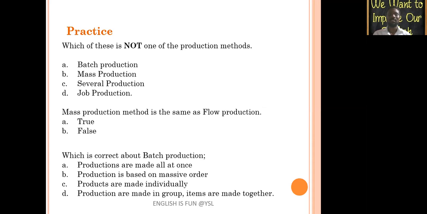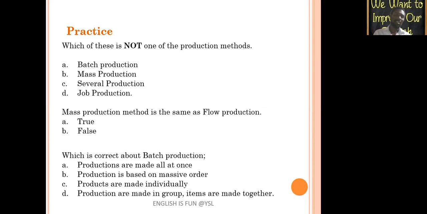Okay, all right. The next one: the mass production method is the same as flow production. Is that correct? You're just going to be showing true or false here. True or false? Mass production is the same as flow production. Yes, the answer is true, because mass production and flow production are almost the same.